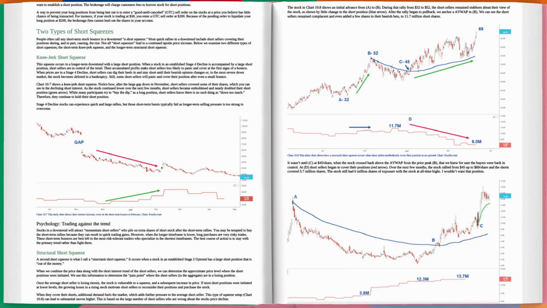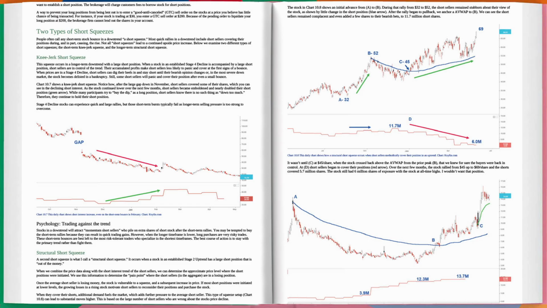Psychology, trading against the trend. Stocks in a downtrend will attract momentum short sellers who pile on extra shares of short stock after the short-term rallies. You may be tempted to buy the short-term rallies because they can result in quick trading gains. However, when the longer time frame is lower, long purchases are very risky trades. These short-term bounces are best left to the most risk-tolerant traders who specialize in the shortest time frames. The best course of action is to stay with the primary trend rather than fight it.